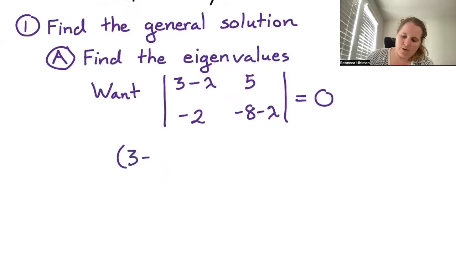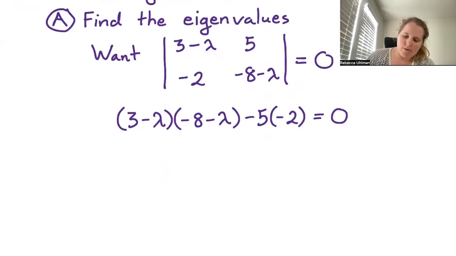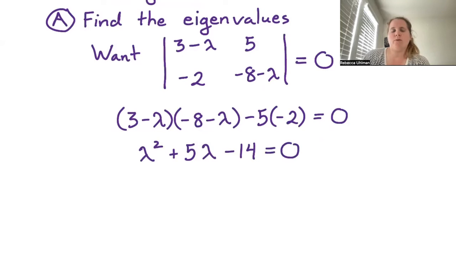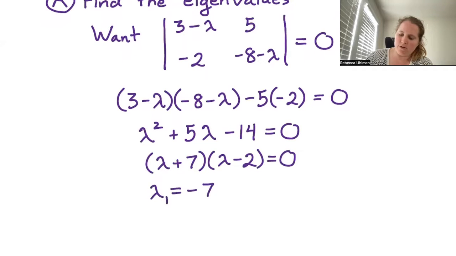So we are looking at 3 minus lambda times -8 minus lambda, minus 5 times -2. We want this whole thing to be equal to 0. We therefore get lambda squared, then we have plus 8 lambda minus 3 lambda, which would be plus 5 lambda. And we have a minus 24, and then plus 10 would be minus 14. So lambda squared plus 5 lambda minus 14 equals 0. This factors as lambda plus 7 times lambda minus 2 equaling 0. So we got lambda 1 is -7 and lambda 2 is 2.